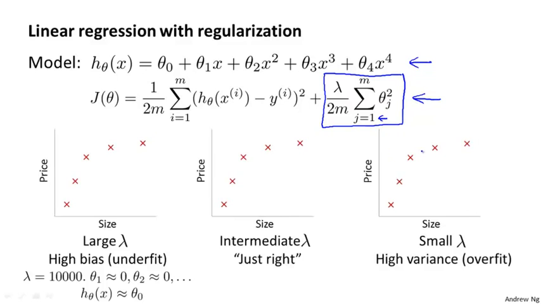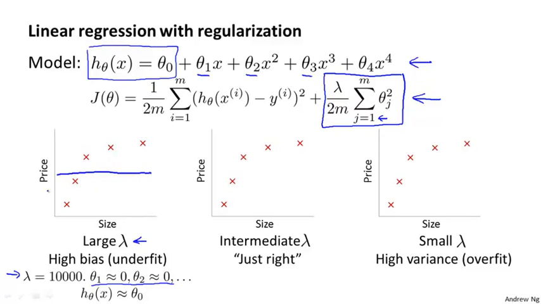Let's consider three cases. The first is a case of a very large value of the regularization parameter lambda, such as if lambda were equal to 10,000, some huge value. In this case, all of these parameters, theta 1, theta 2, theta 3, and so on, will be heavily penalized, and so we'll end up with most of these parameter values being close to 0, and the hypothesis will be roughly h of x approximately equal to theta 0, and so we end up with a hypothesis that more or less looks like that.